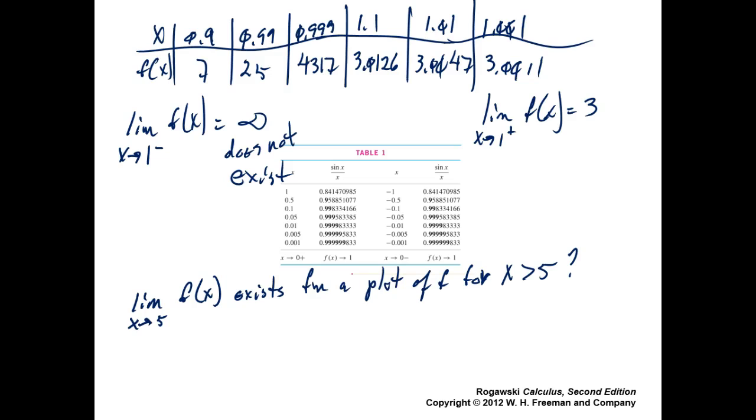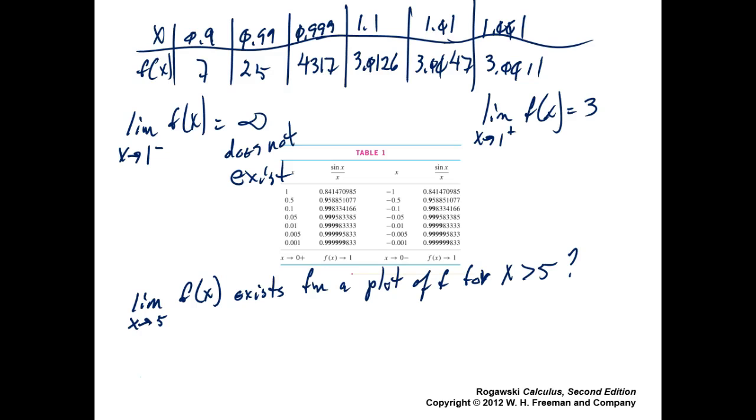If you have the plot of f of x, but for only x greater than 5, and looking at that, even if it does look like it's coming to a value, if it looks like it's coming to a value, can you say that exists? No, you would have to have the plot showing.